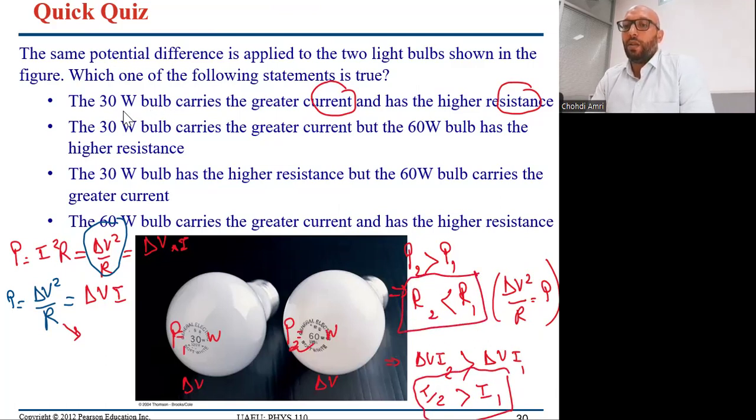Does the 30-watt bulb carry a greater current? No, it has a smaller current because P2 is greater than P1. Does it have higher resistance? Yes, it has higher resistance. Does the 60-watt bulb carry the greater current? Yes, I2 is greater than I1. And does it have higher resistance? No, it has less resistance. We are done.